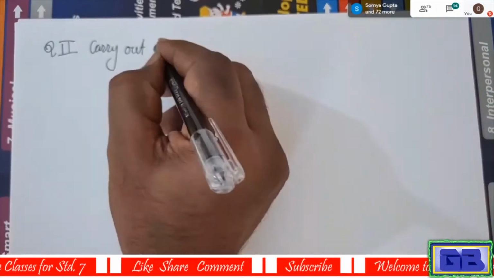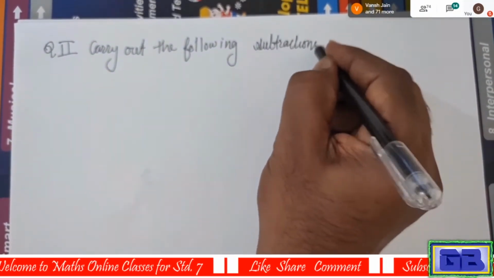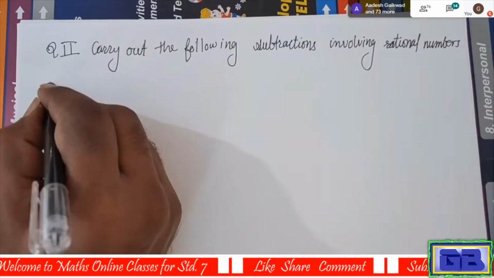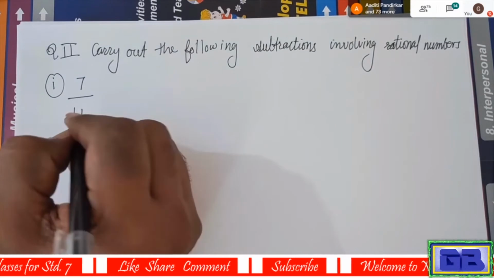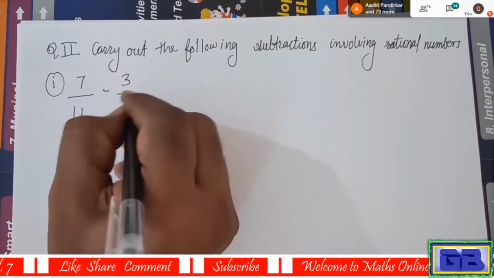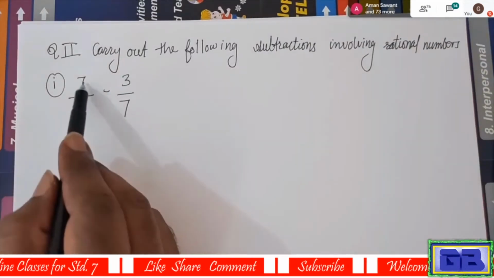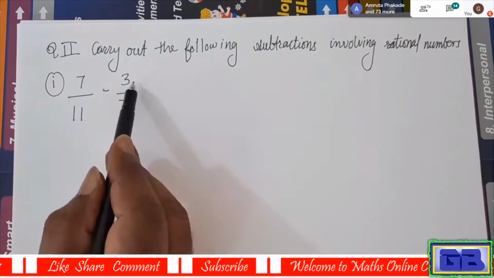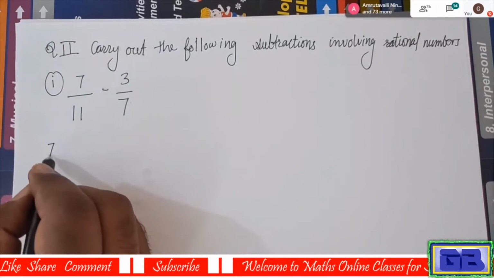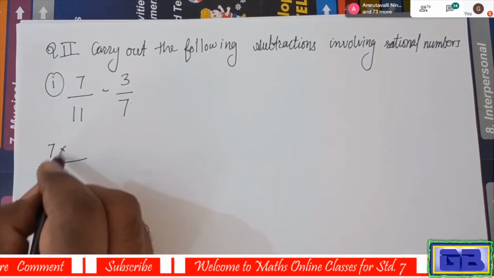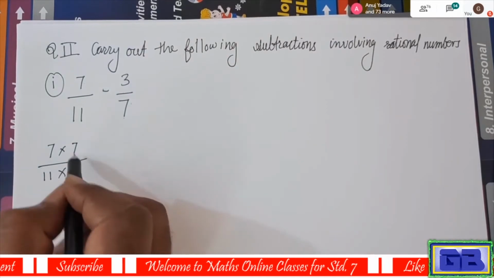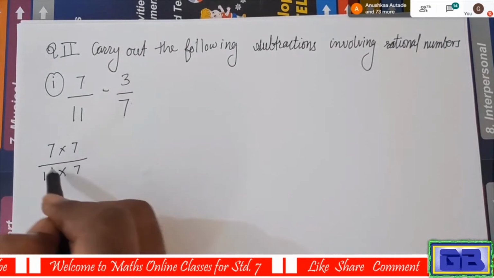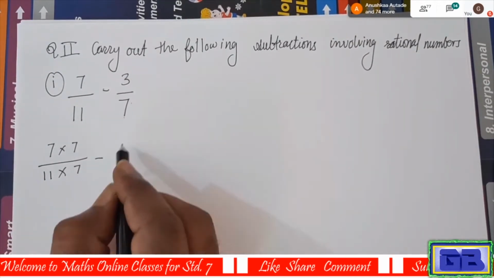So write down this question. Carry out the following subtractions involving rational numbers. First one, 7 upon 11 minus 3 upon 7. Now we'll multiply this fraction with 7 and this fraction with 11. So take this first fraction down as it is. Multiply sign and multiply with 7.